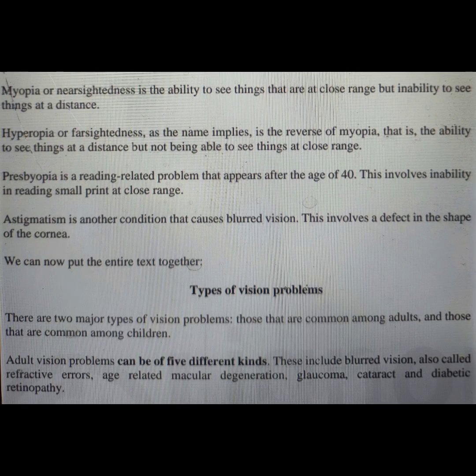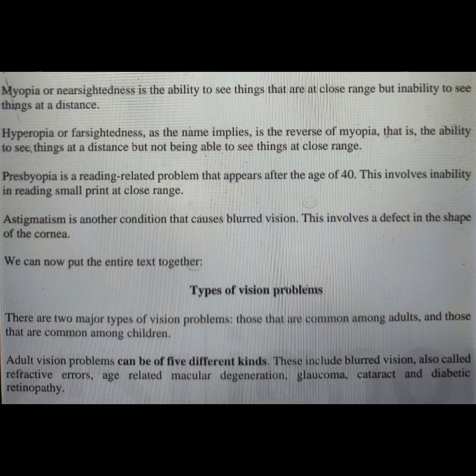Myopia or nearsightedness is the ability to see things that are at close range but inability to see things at a distance. Hyperopia or farsightedness, as the name implies, is the reverse of myopia, that is, the ability to see things at a distance but not being able to see things at close range. Presbyopia is a reading-related problem that appears after the age of 40. This involves inability in reading small print at close range. Astigmatism is another condition that causes blurred vision. This involves a defect in the shape of the cornea.